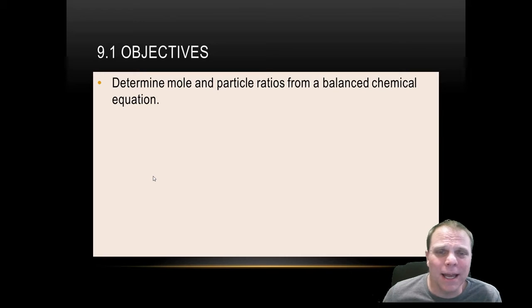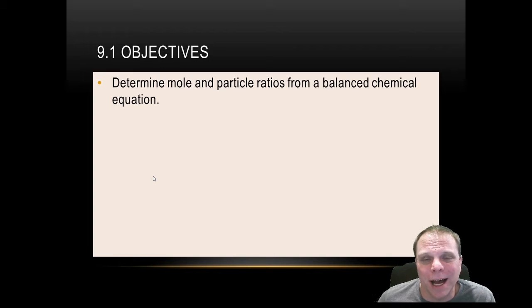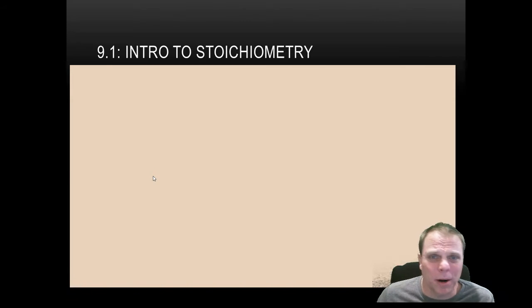Our objectives today, we're going to cover two sections, 9.1 and 9.2 in our book. And so we're going to determine the mole and particle ratios from a balanced chemical equation. The criteria for success here: if I give you a balanced chemical equation, you can tell me the mole ratios for any two substances involved in that reaction. Now, this part is super easy. We're going to be able to breeze through this part really quickly.